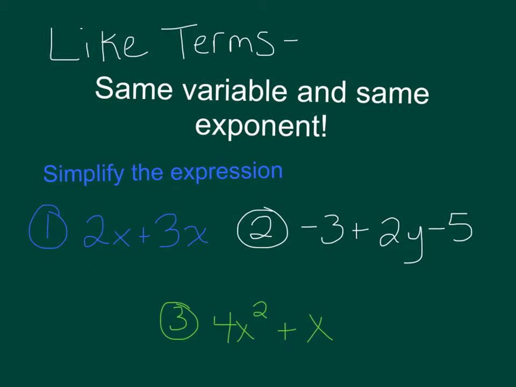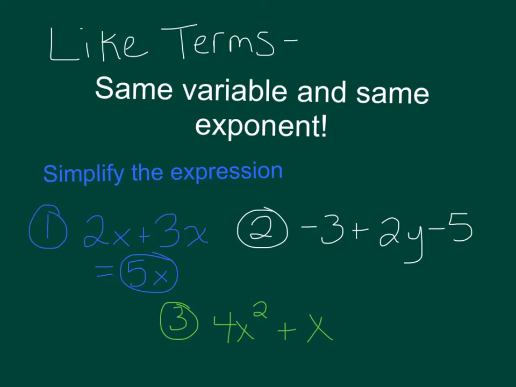Okay, so if we look at number 1 here, we have 2x plus 3x. Okay, so we both have x's here, so they have the same variable. And then we also want to look at the exponent, so that would be what's up here and right here. Well, when you don't see anything, that means there's a 1 there. So we have like terms here, so we can combine them together. 2 plus 3 just gives you 5x. Or in other words, 2x's plus 3x's, well, you have 5x's.